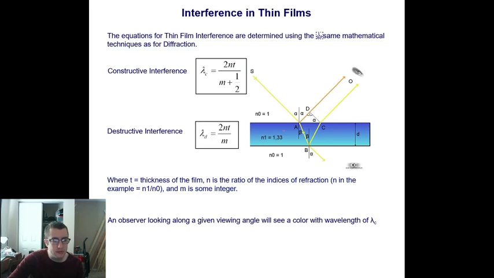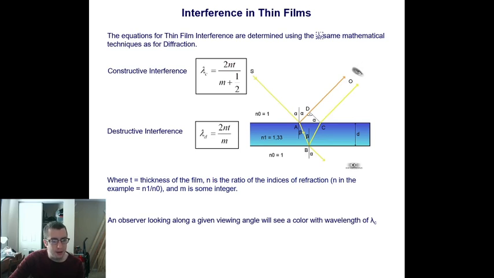T is the thickness of the material, so whatever this happens to be. And then m, n is not, I was going crazy. M is the integer, how many bounces it is. My bad. N is going to be the ratio of the indices of refraction in the material.